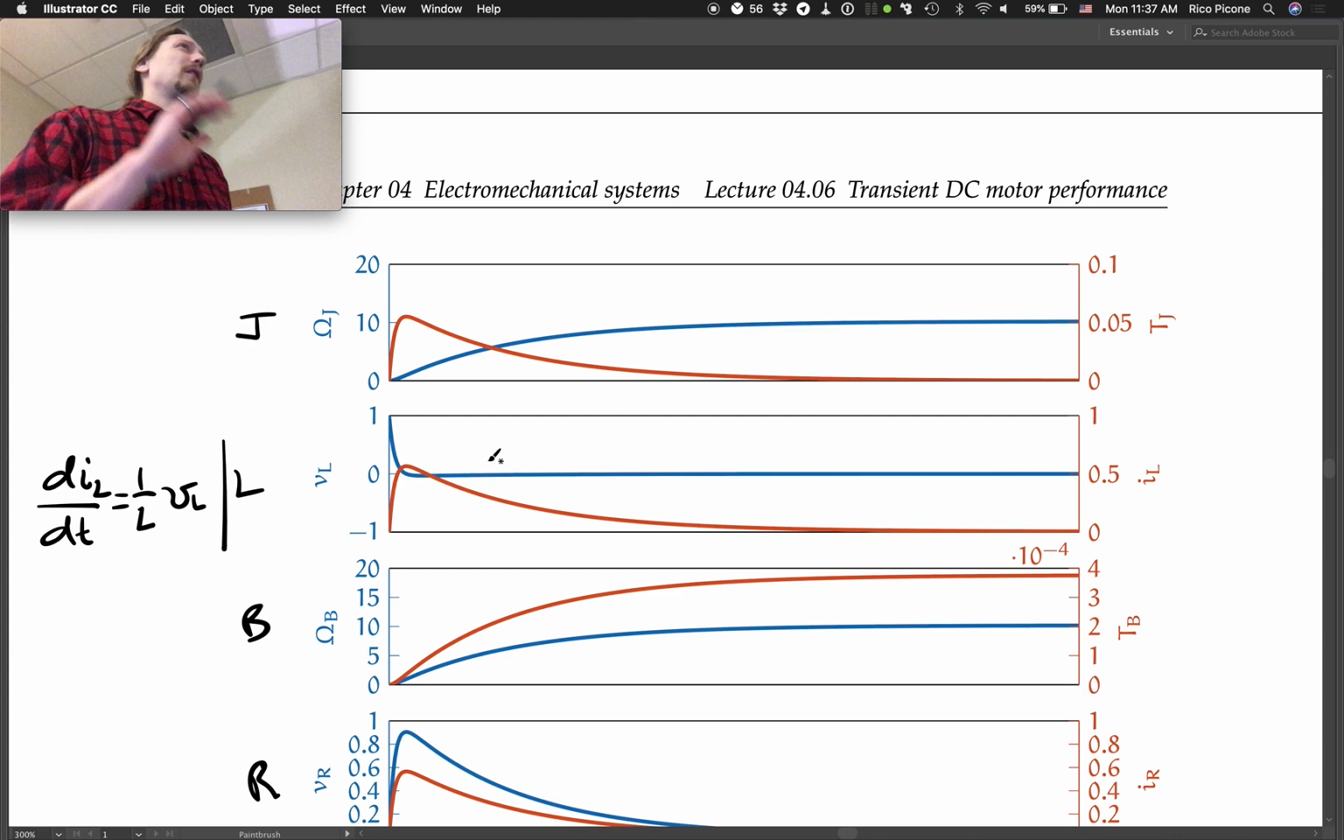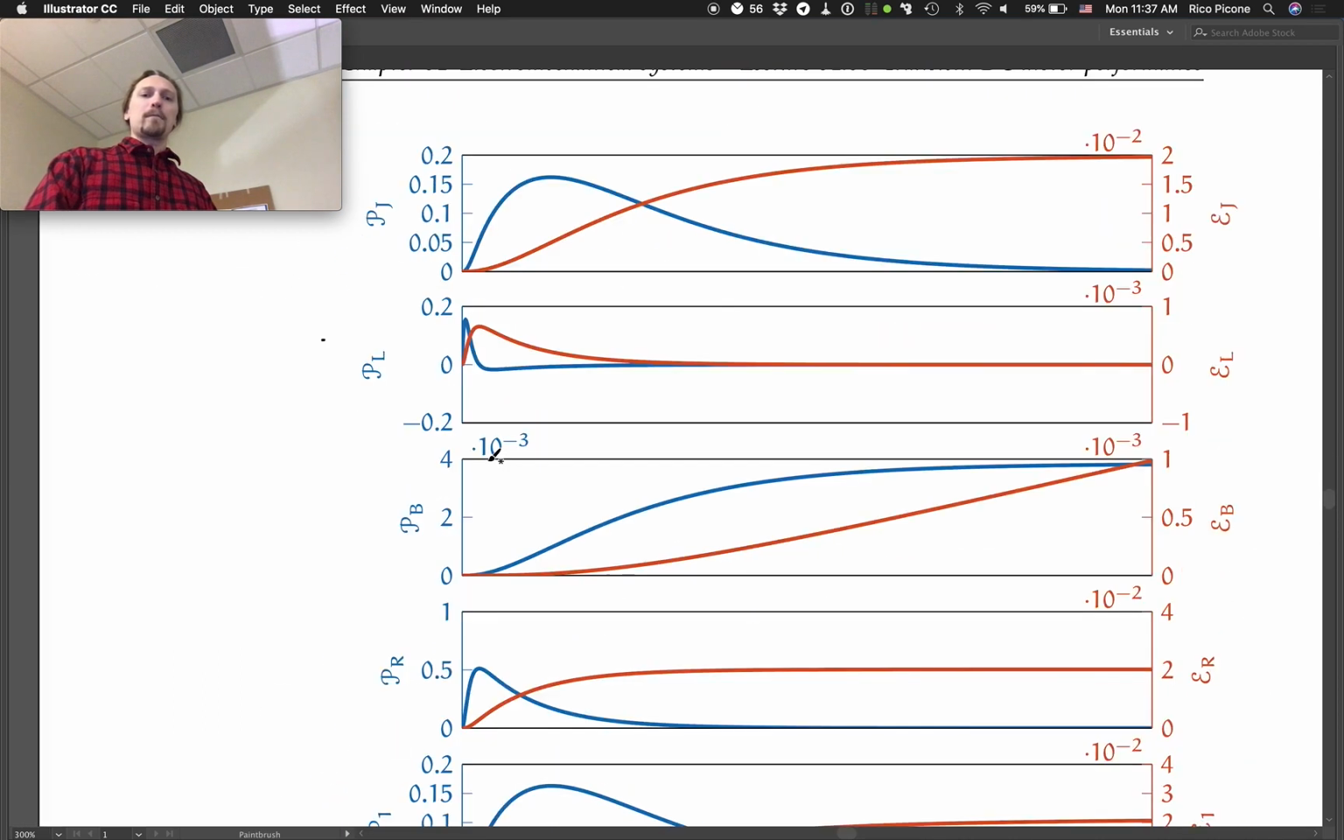But if you want to do something quickly, like suddenly, say, move a robot arm from here to there, you want to do it as quickly as you can, and so you're going to end up having the inductor come into play a lot in that sense. So the inductor comes into play in an AC motor with the AC signal all the time. For a DC motor, it comes into play in the transients, not in the steady state. So yeah, good question.